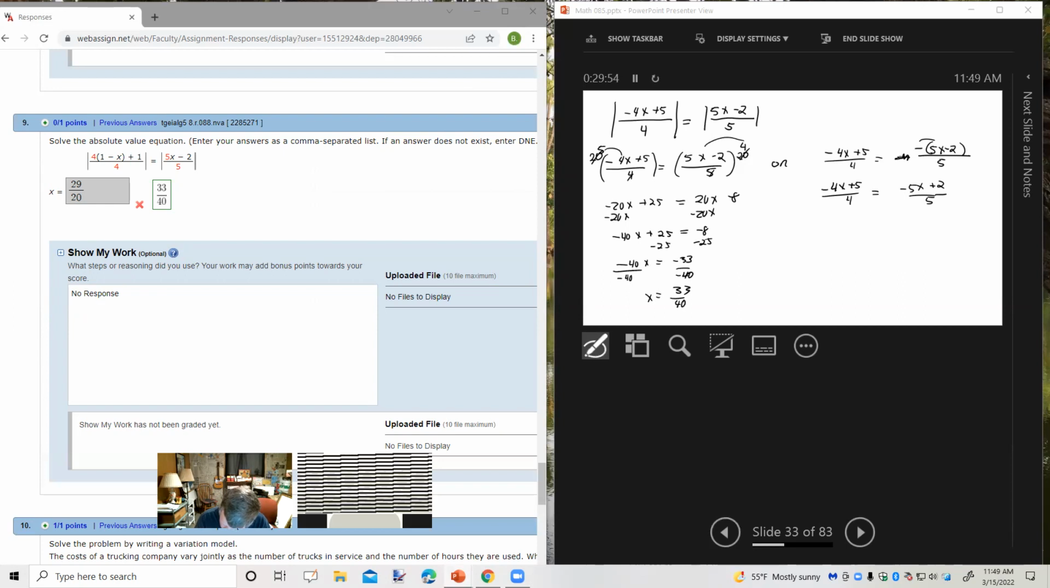Just to make it easier to deal with, I'm going to multiply both sides by 20 again. 20 over 4 is 5. 20 over 5 is 4. So I get negative 20x plus 25 equals negative 20x plus 8. Add 20x to both sides, and we get 25 equals 8. So there's your only solution.